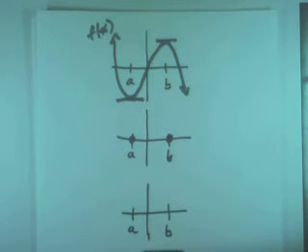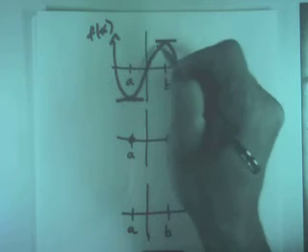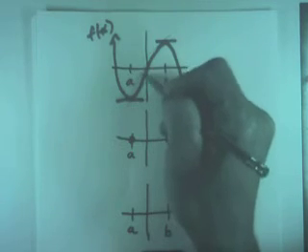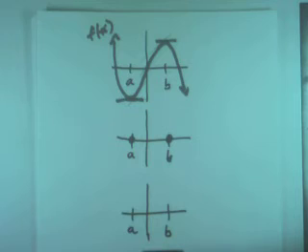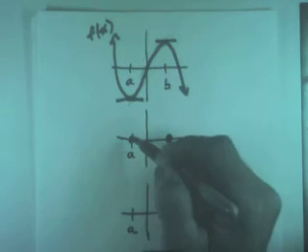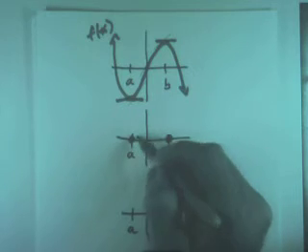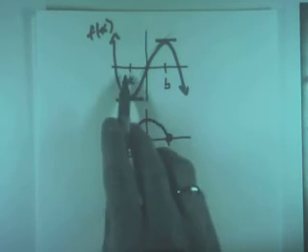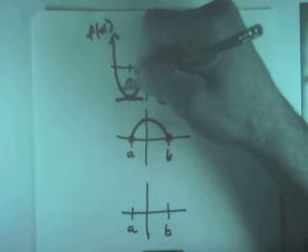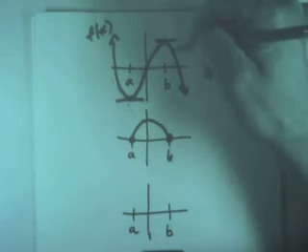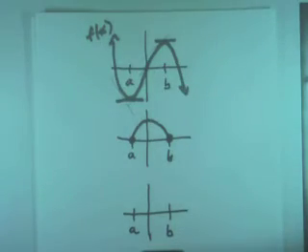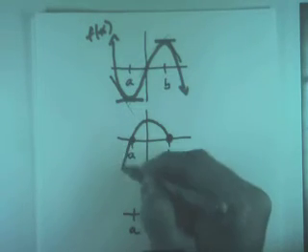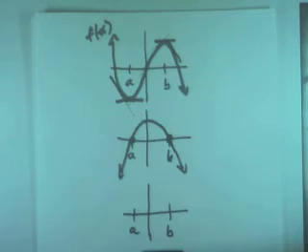Now we'll try to imagine all the lines that are tangent between A and B. We see a tangent there, tangent there, tangent there. We notice that they're all going to have positive slopes. That means that the derivative would be positive between A and B. But if we try to imagine tangents to the left of A or to the right of B, we see that they would have negative slopes. This tangent here would be a negative slope, this tangent would be negative. So we see that the derivative is negative to the left of A and to the right of B.